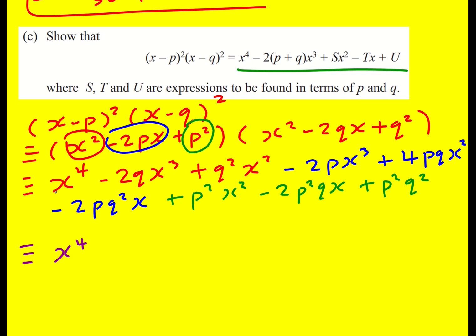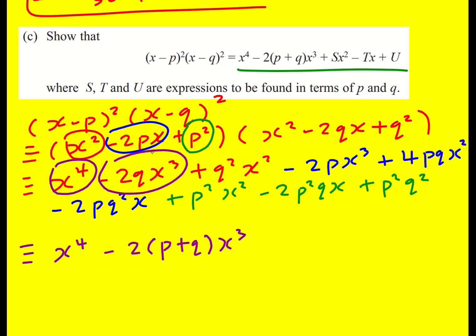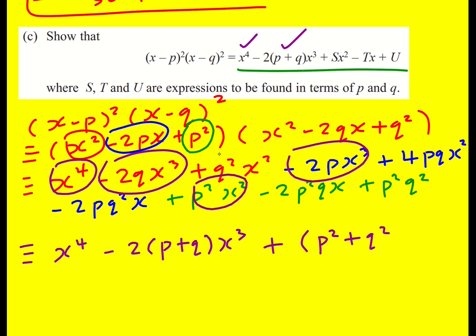So I've got x to the 4, which I've dealt with. And it's going to become minus 2 times p plus q, x cubed when I bring this one together with this. And so I've dealt with that, and I've got what they had there. Okay, now I'm being asked for the x squared one. So here I'm going to get p squared plus q squared plus 4pq lots of x squared. And that's going to be my s.